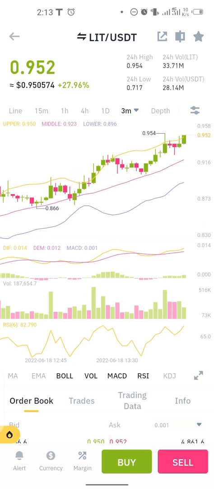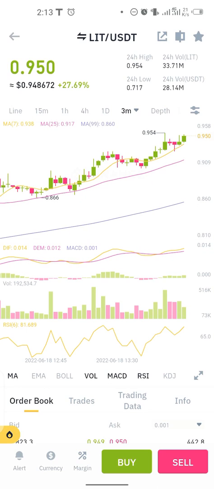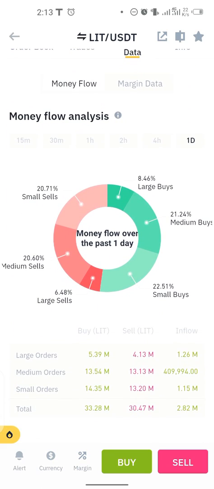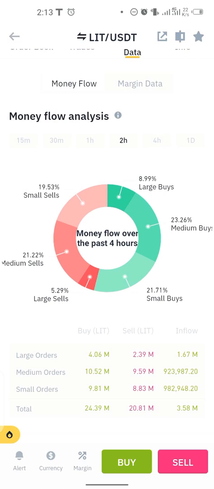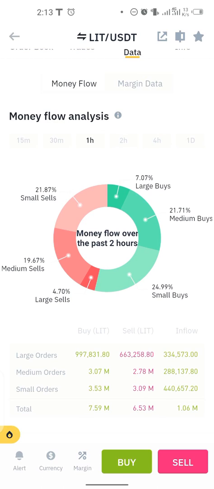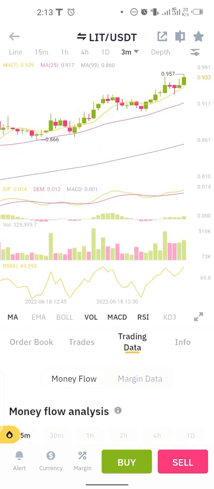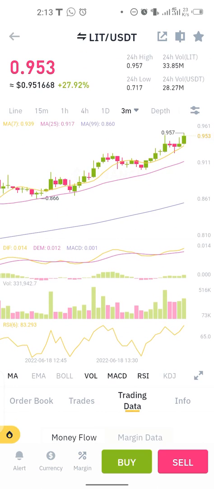Let's look at the RSI. It's still pointing up. Let me remove the moving average; it is still showing an upward movement. Let us look at the trading data. You see, 1 day. Let us look at 4 hours, 2 hours, 1 hour, 30 minutes, 15 minutes. It's still doing well. Why should I end my trade?